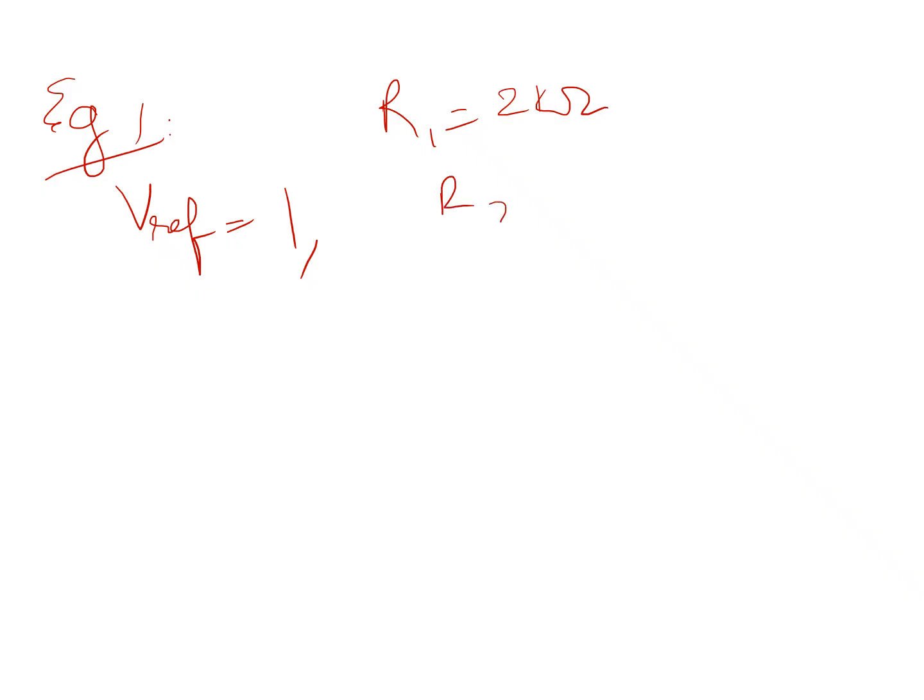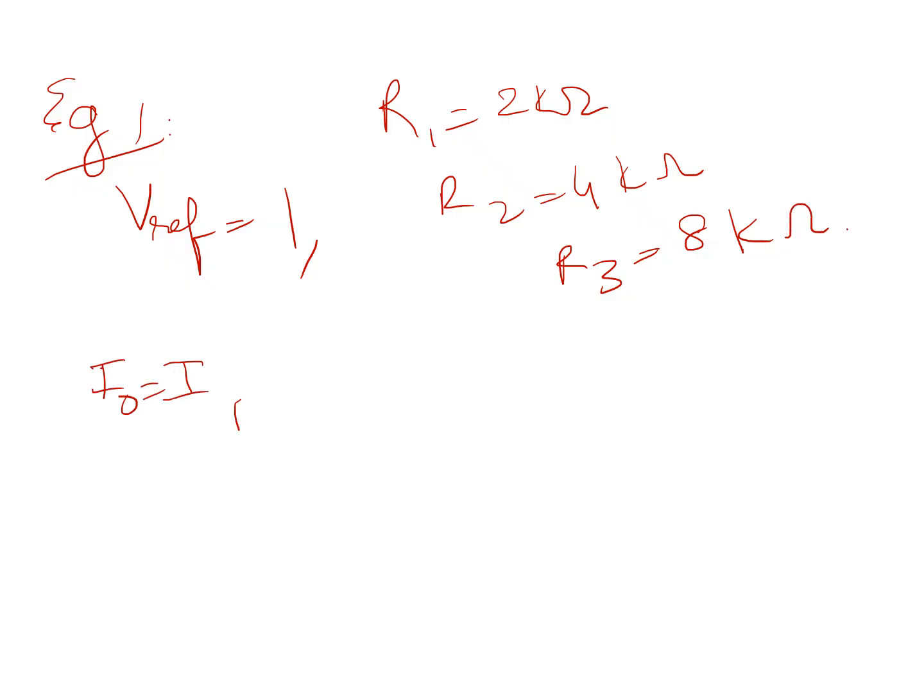So in an R to 2R ladder network, for an example of a 3-bit DAC, if the reference voltage V reference is equal to 1, and if all the switches are connected, the output current can be calculated. Well, these kinds of resistors, R1 is equal to 2 kilo ohm, R2 is equal to 4 kilo ohm, and R3 is equal to 8 kilo ohm.